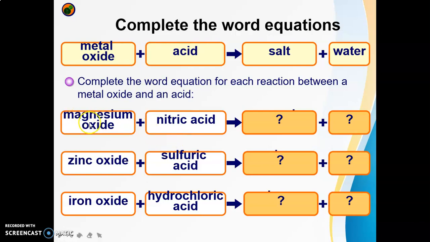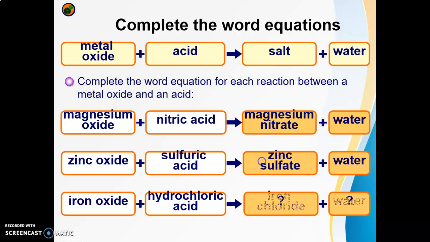If you are using magnesium oxide with nitric acid, the metal name is magnesium. Whenever you use nitric acid, the salt name will be nitrate, and water will be produced as the byproduct. For the second one, zinc sulfate and water, and the third one will be iron chloride and water.